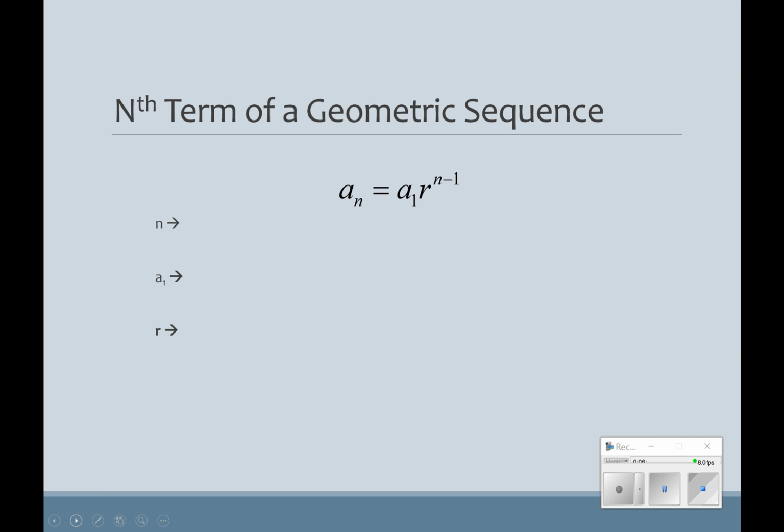Now, just like with arithmetic sequences, we have a general formula for geometric sequences. A sub n, remember, means any term. N is our number of terms.